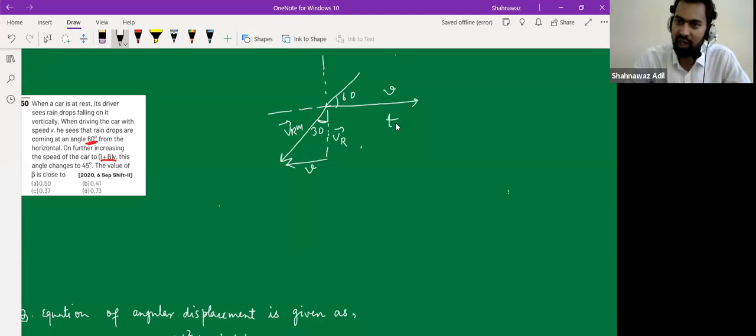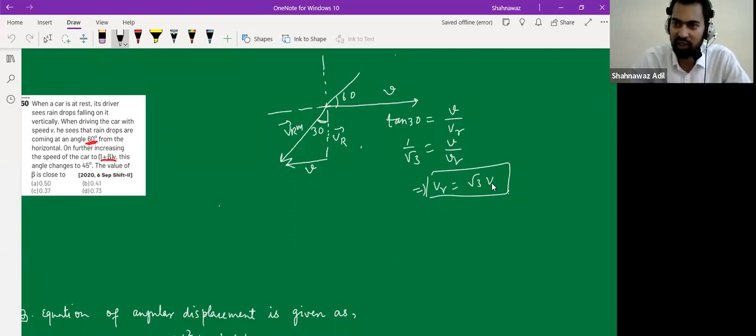So now tan 30 will be what? Tan 30 will be V by VR. Okay. So this is 1 by root 3. So VR is root 3V. Okay. So you get the relation between the rain and the speed of the car.